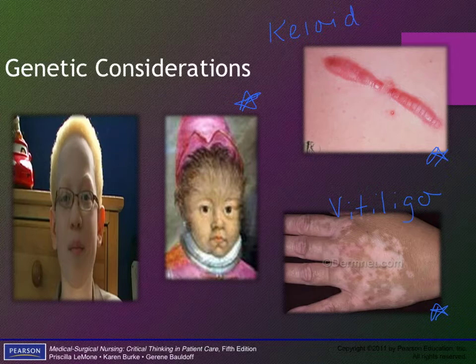And then your picture on the far left-hand corner is your albinism. This is where they have that white hair, the white eyelashes, the white eyebrows, and that also is a genetic consideration.